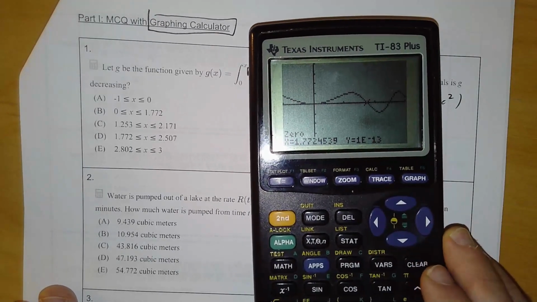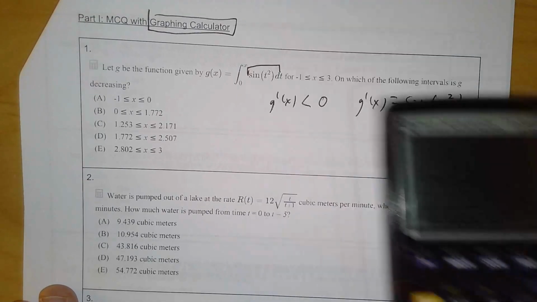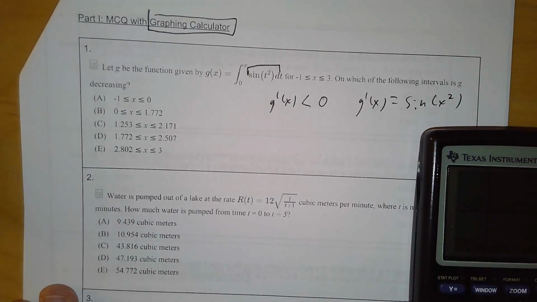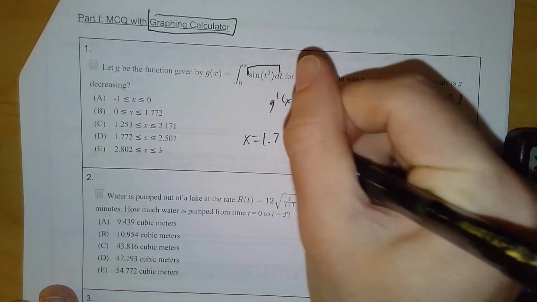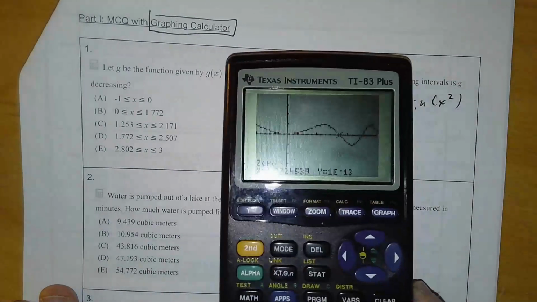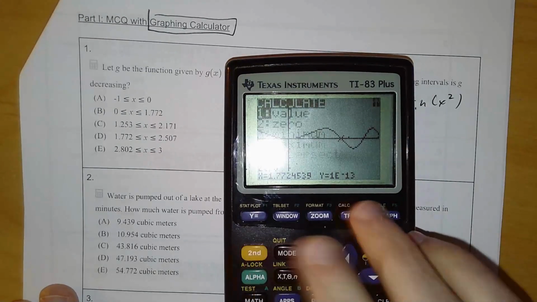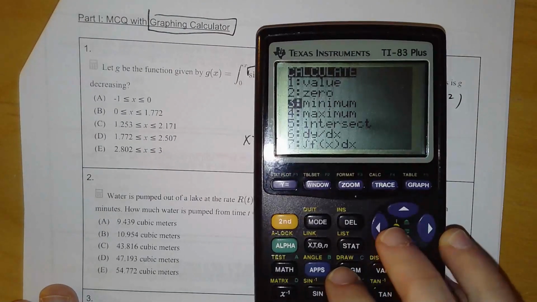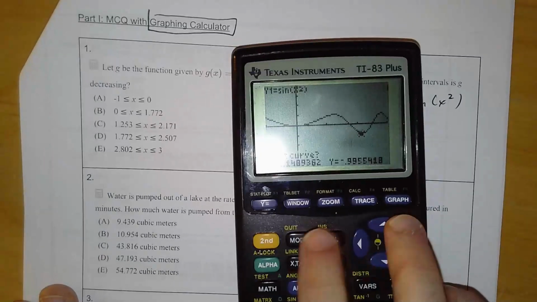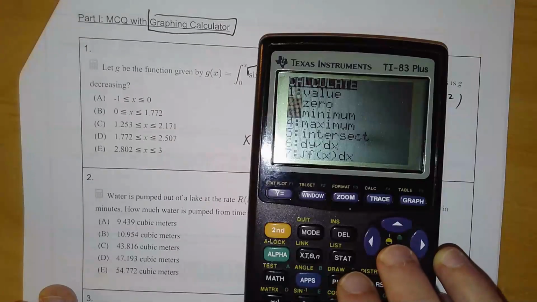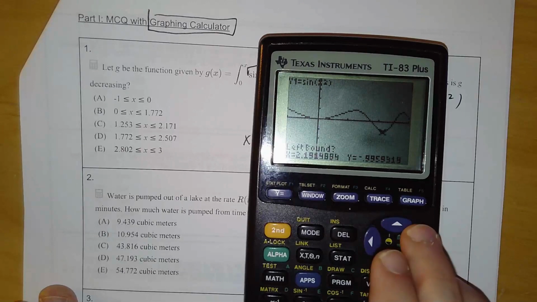So it's 1.772. So already I know which one it is. I know the answer, guys, but I'll still show you it. So one of my points is 1.772, and I'll show you the other one. Good for practice because you need to know how to do this. We're going to go back to the zero option, my mistake, not intersect. Same thing off to the left.